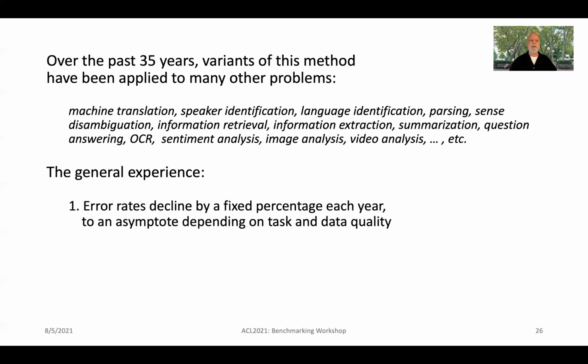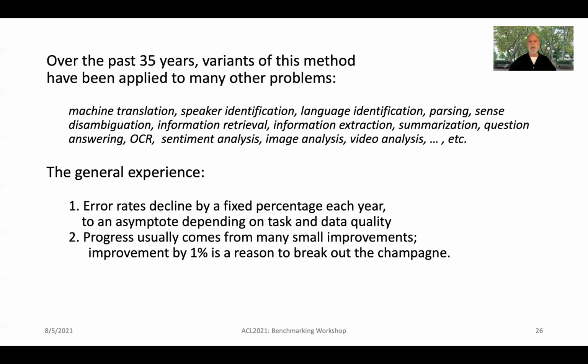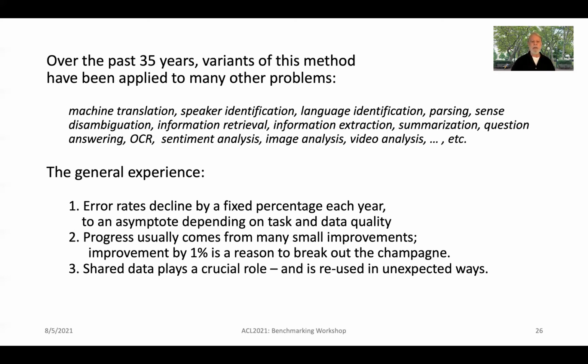The general experience is that error rates decline by a fixed percentage each year to an asymptote that depends on task and data quality. Progress usually comes from many small improvements. Improvements by as much as 1% is a reason to celebrate. Shared data plays a crucial role and is often reused in unexpected ways. And for the most part, glamour and deceit have been avoided.